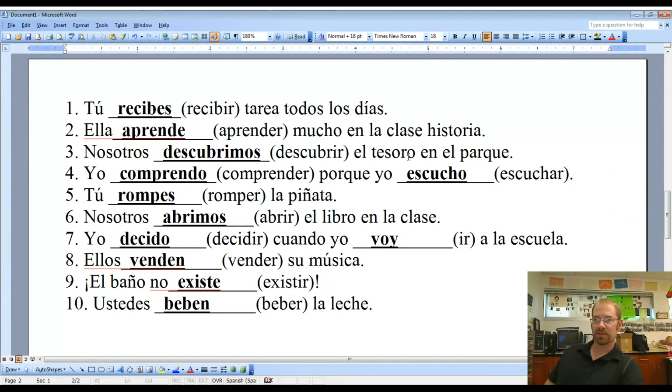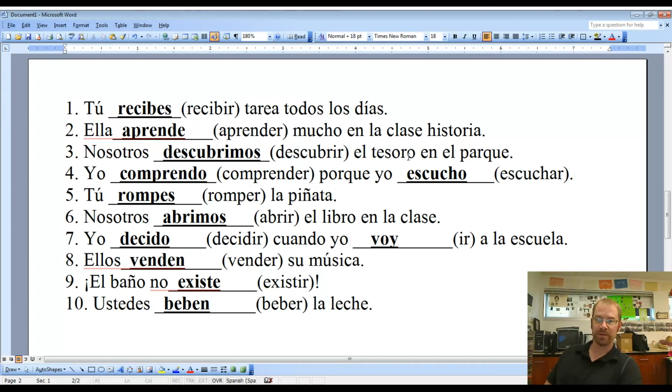Tú recibes la tarea todos los días. 2, ella aprende mucho en la clase de historia. 3, nosotros descubrimos el tesoro en el parque. 4, yo comprendo porque yo escucho. 5, tú rompes la piñata. 6, nosotros abrimos el libro en la clase. 7, yo decido cuando yo voy a la escuela.